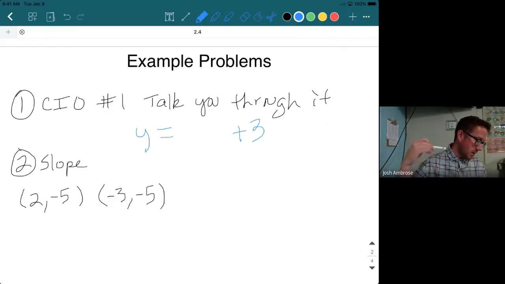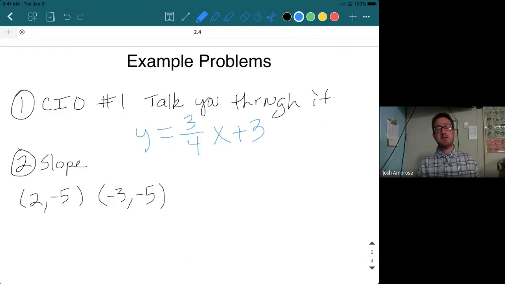Looks like you have to go up 3 times and then to the right 4 times, giving you a slope of 3 over 4, and then put x there. That's it. That is your slope-intercept equation. If you are given a graph, that's how you would come up with that equation.